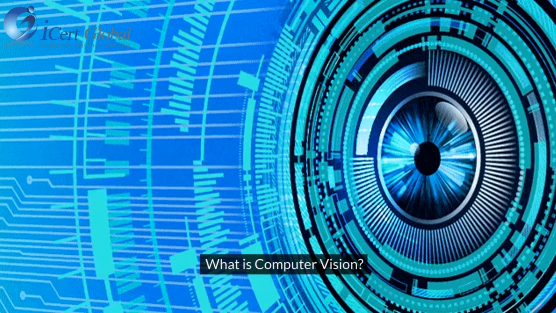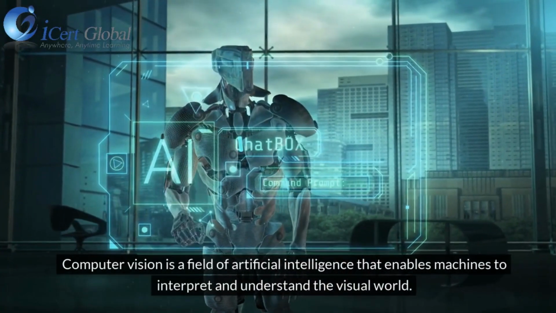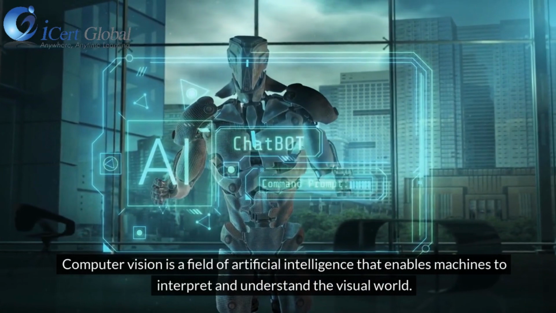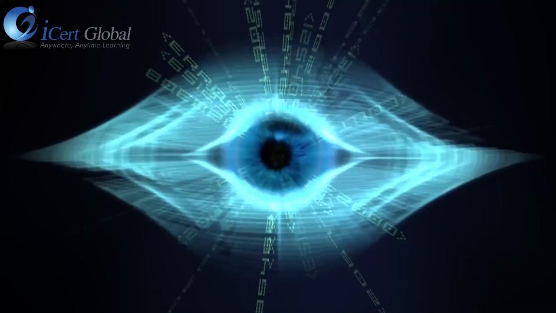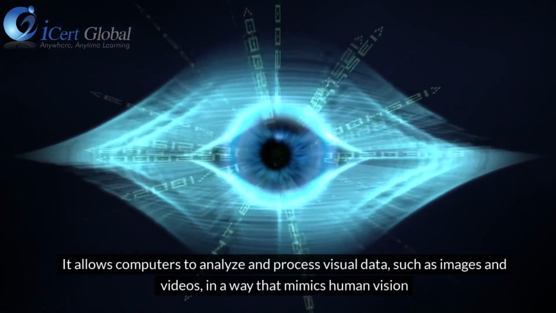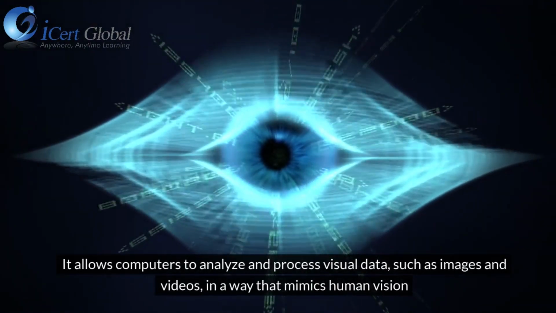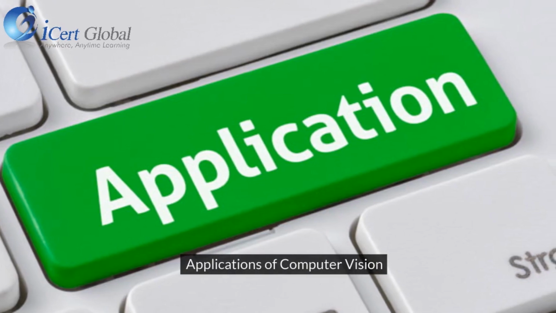What is computer vision? Computer vision is a field of artificial intelligence that enables machines to interpret and understand the visual world. It allows computers to analyze and process visual data, such as images and videos, in a way that mimics human vision. Applications of computer vision.